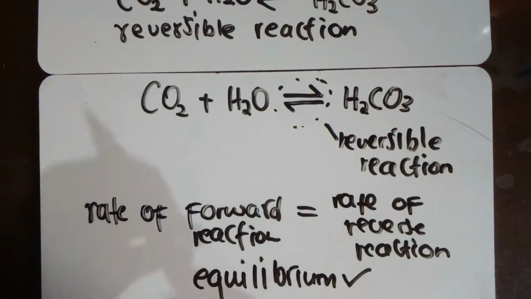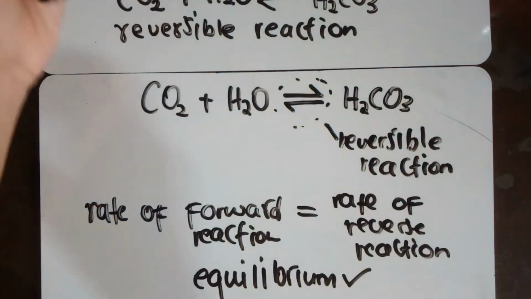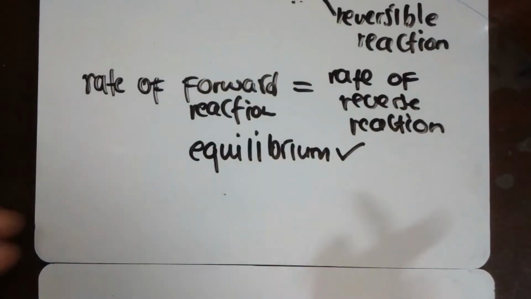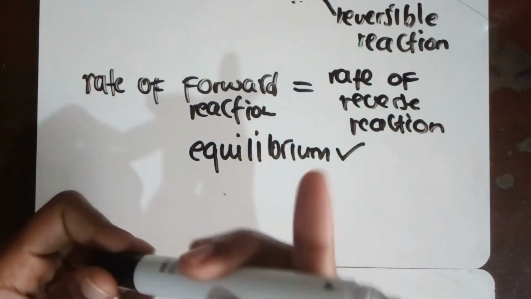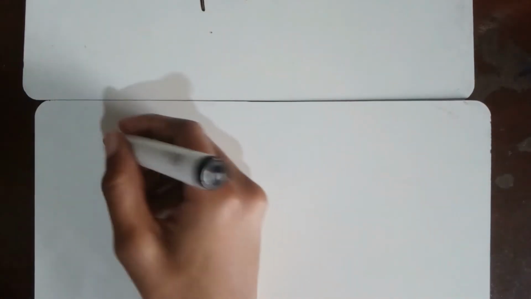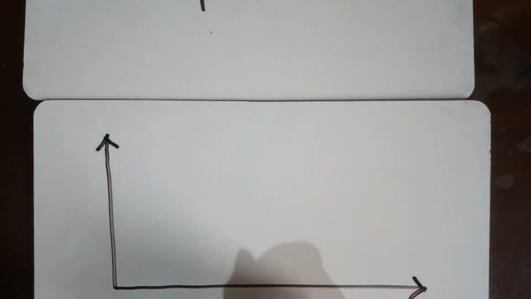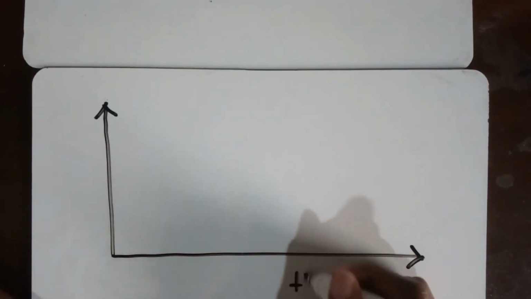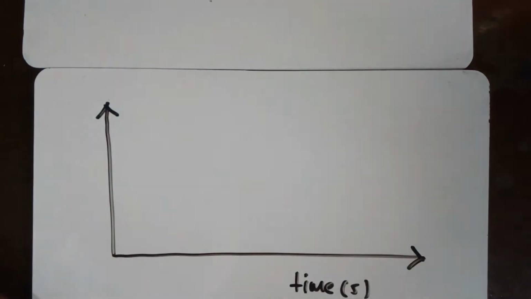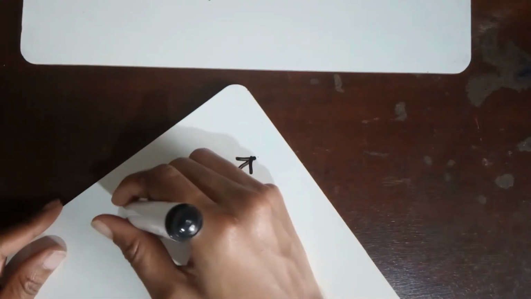So let us draw a graph to make this point about equilibrium clear, when the rate of the forward reaction equals the rate of the reverse reaction, right? So we'll just have your normal x and y axis. Let's say on your x-axis, you have time. It doesn't matter, it can be in seconds or in minutes. Let us say it is in seconds, right? And then on your y-axis, you'll have the rate of this reaction.